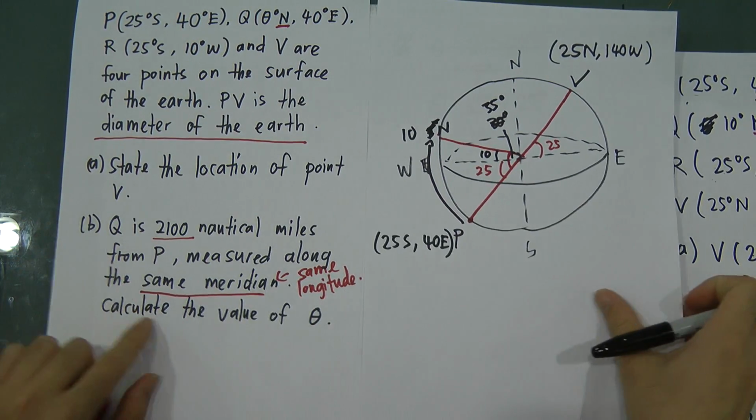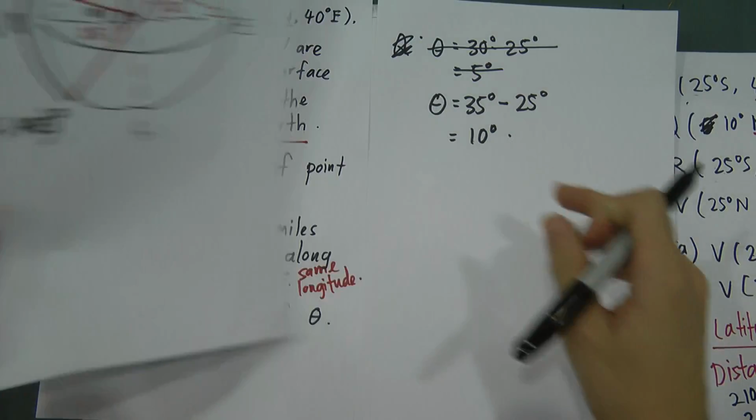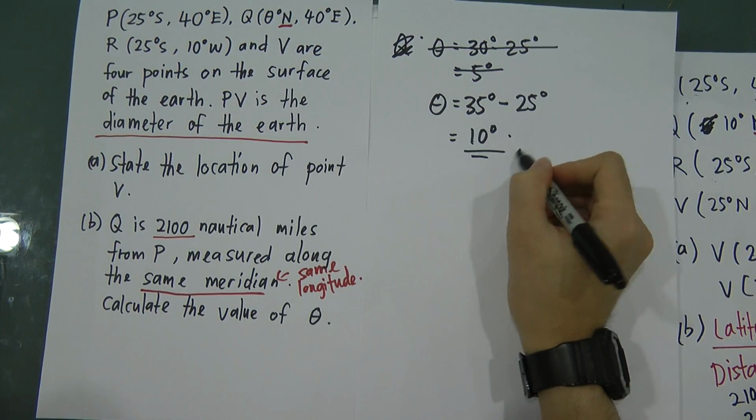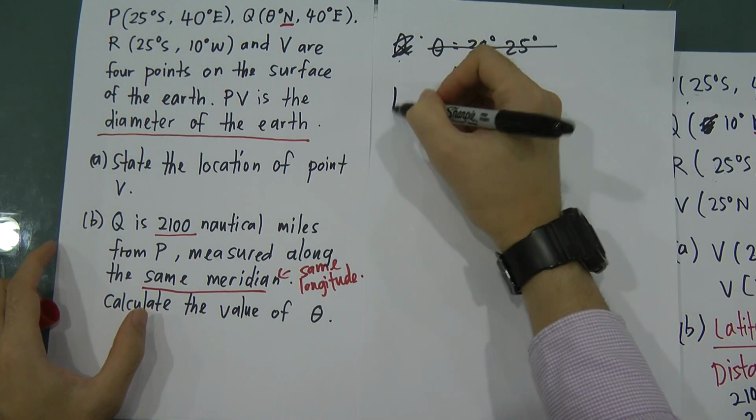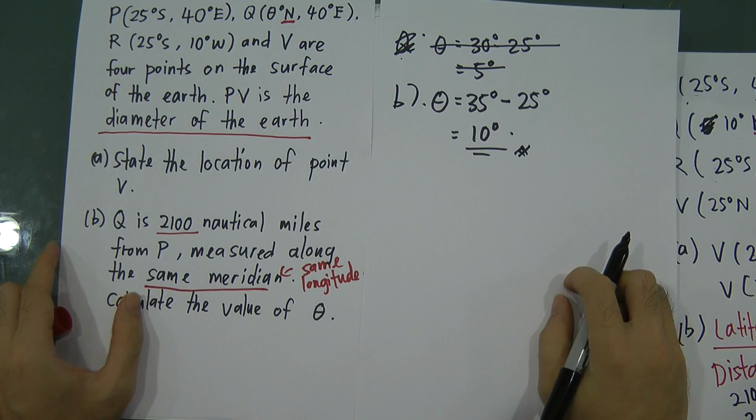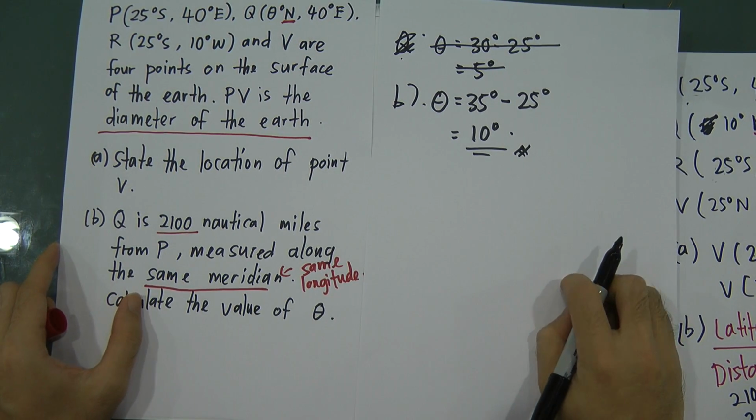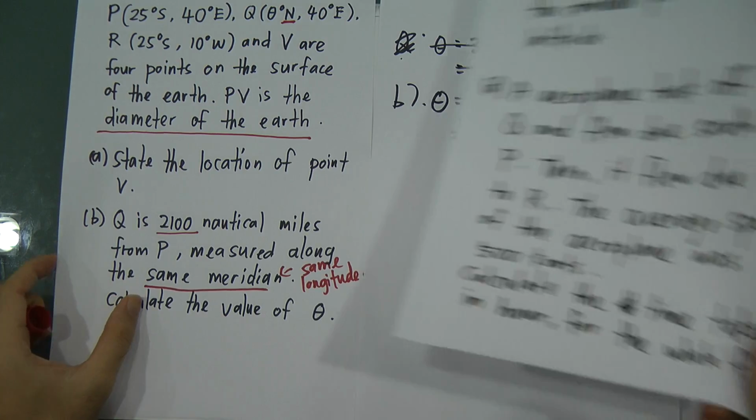Alright, but then it asks you to calculate the value of the angle. So you just write the angle is 10. Okay, this one is for B. Then you get another 3 marks maybe. Right, then we go to section C.